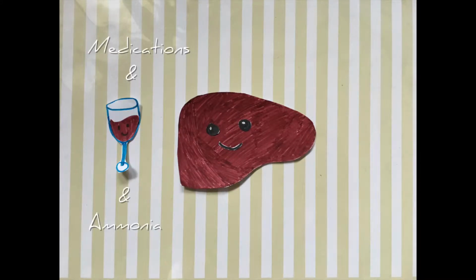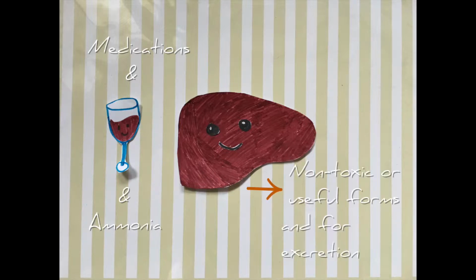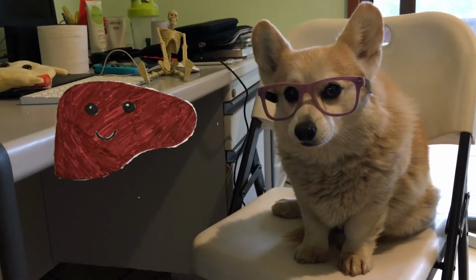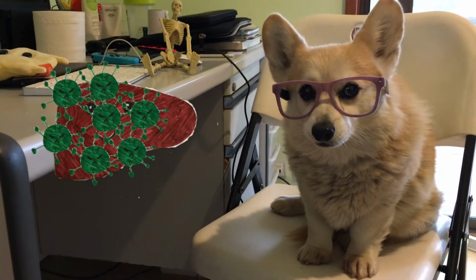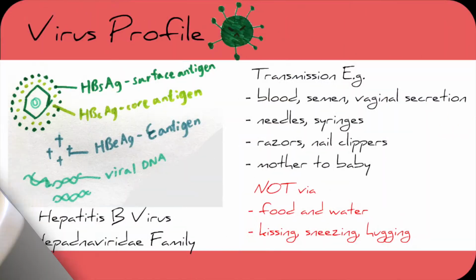It also filters medications and drugs to neutralize or convert them into other forms. Toxic byproducts like ammonia are also turned into urea for excretion. Hepatitis B is the inflammation of the liver by viral infection of hepatitis B virus.